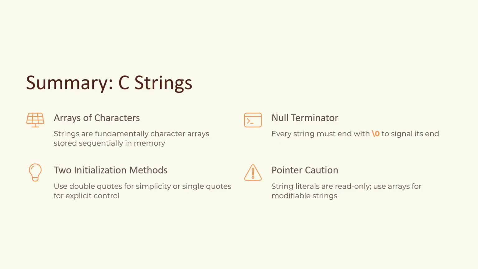Now we are going to have a review of the summary of C strings. The first one is array of characters. Strings in C are arrays of characters stored sequentially in memory. And there are two ways of initializing strings. They can be initialized using double quotes for simplicity or character by character for precise control. The third one is the null terminator. Every string must end with a null terminator which signals the end of the string.